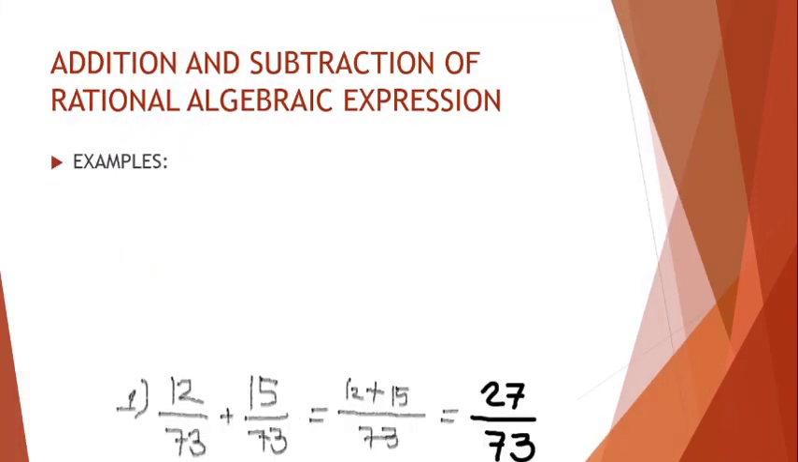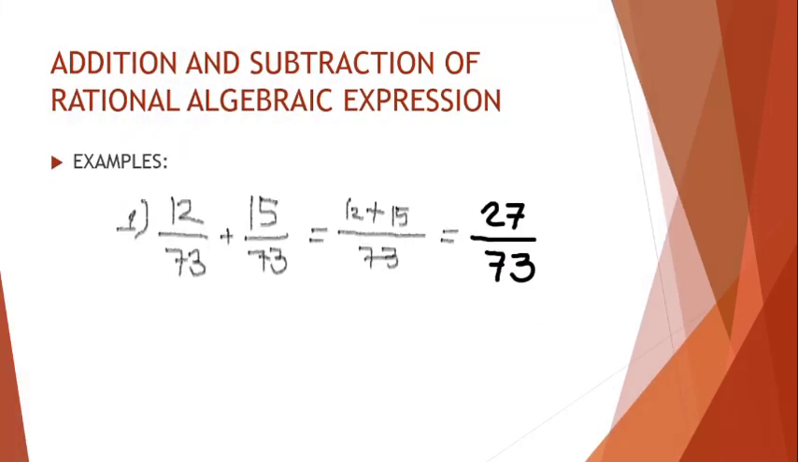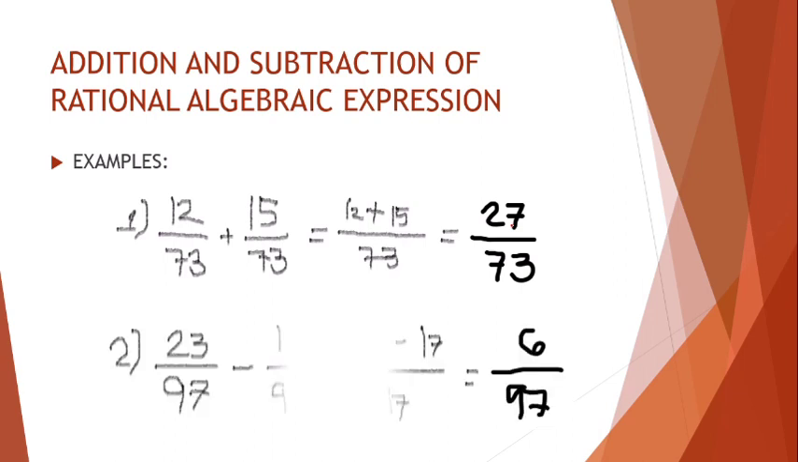So we have some examples. So for example 1, ang ginawa lang dito ay copy the denominator. So first copy, what is the denominator? 73. So now you are going to add 12 and 15 and you got 27. So your answer is 27 over 73. Second one, so subtract natin to. 23 minus 17 is 6.